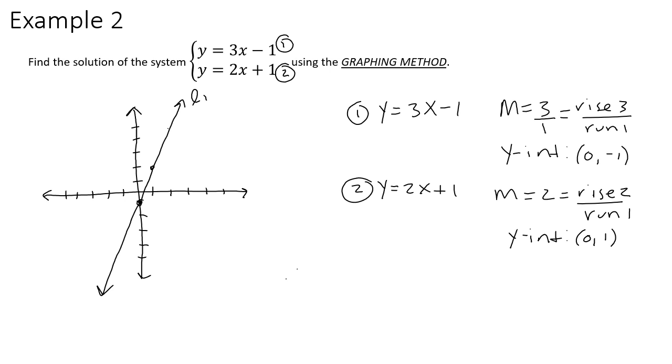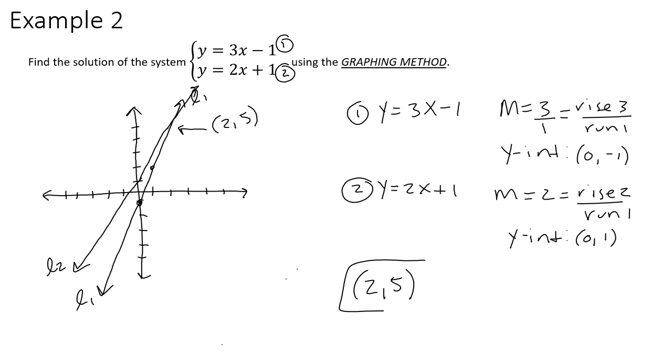and that looks something like that. So that is L2 and that was L1. So it looks like the intersection is happening right here. So that is over 2, up 1, 2, 3, 4, 5. So that is the point over 2, up 5. So solutions occur where the lines intersect. Therefore, the solution is the point 2, 5.